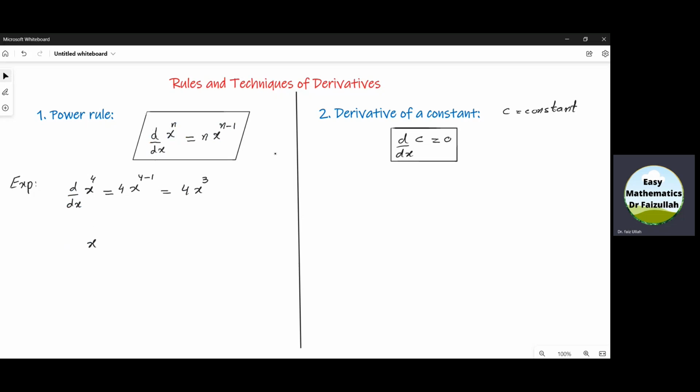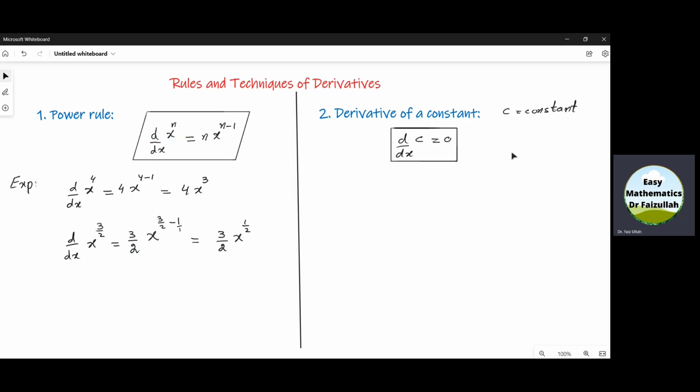Let us find the differentiation of x power 3 by 2. Again, to use the power rule, we shall bring the power 3 by 2 to the beginning, and then we shall subtract 1 from the power. So the solution is 3 by 2 x power 3 by 2 minus 1. Now taking the LCM and simplifying, 3 by 2 minus 1 is equal to 1 over 2, and that is the solution.